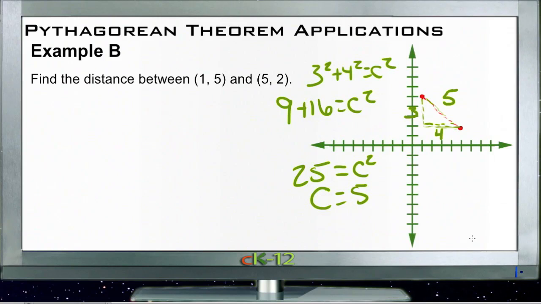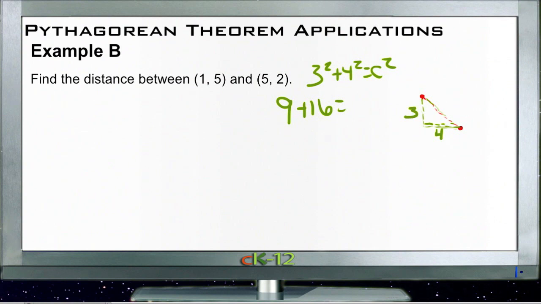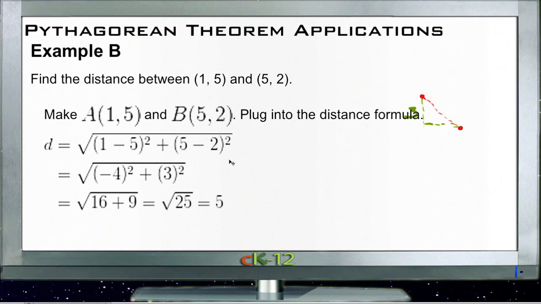Now the other way to look at that same information is without using the actual xy graph. We can use the distance formula, which is really a derivative of that Pythagorean theorem, and looks like this. If we have A be (1,5) and B be (5,2), and we plug that into the distance formula, then we take 1 minus 5 and we square it, and we add that to 5 minus 2 squared, which gives us 1 minus 5 is negative 4, and 5 minus 2 is 3.